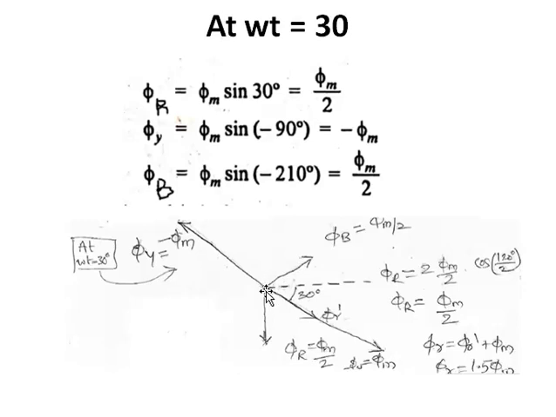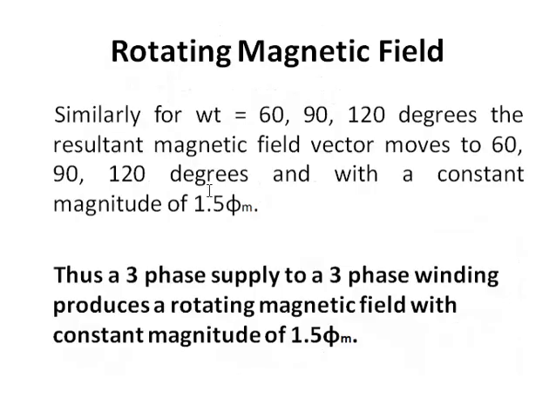If you take omega t equal to 120 degrees, it will move like this. The magnitude will remain 1.5 phi m. So similarly, when you take angles as 60, 90, 120 degrees, the resultant magnetic field vector moves to 60, 90, 120 degrees, with a constant magnitude of 1.5 phi m.